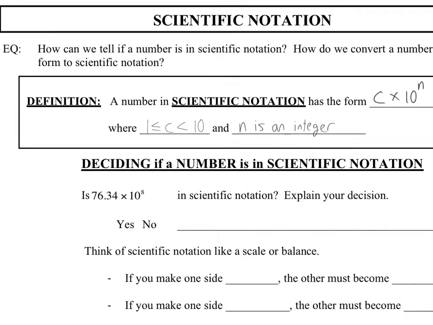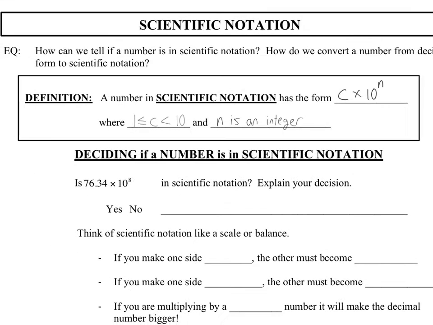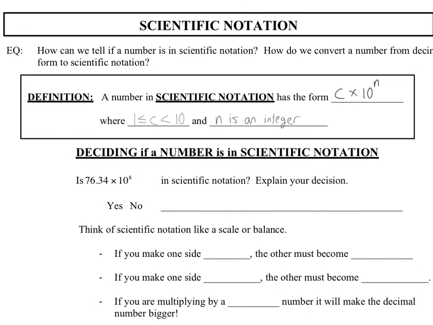Now, what's an integer? You guys remember what an integer is? Integers are positive and negative whole numbers. All right, so it says deciding if a number is in scientific notation. It says, is 76.34 times 10 to the 8th in scientific notation? Explain your decision.